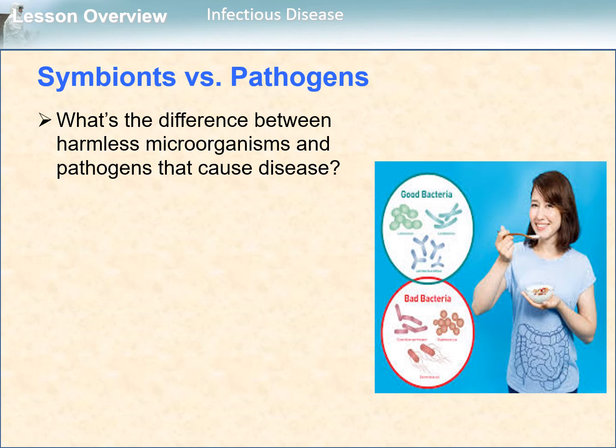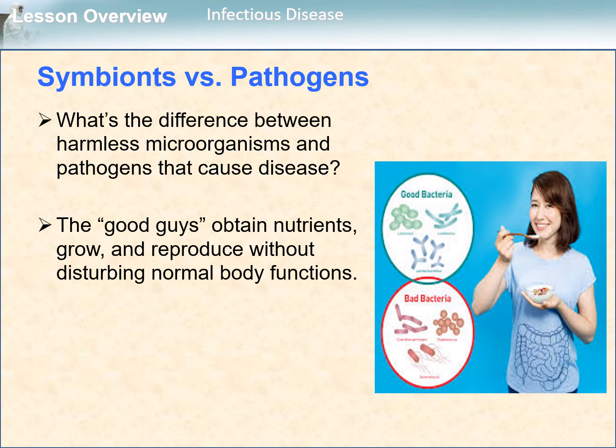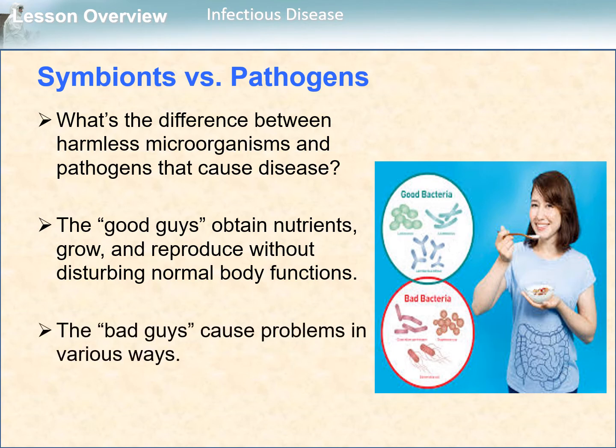So what's the difference between harmless microorganisms and pathogens that cause disease? The good guys obtain nutrients, grow, and reproduce without disturbing the normal body functions, whereas the bad guys cause problems in various ways. So we are talking about the good bacteria, examples of which are the probiotics. They're found in yogurt and food. The bad guys, of course, are obviously the ones that cause diseases.